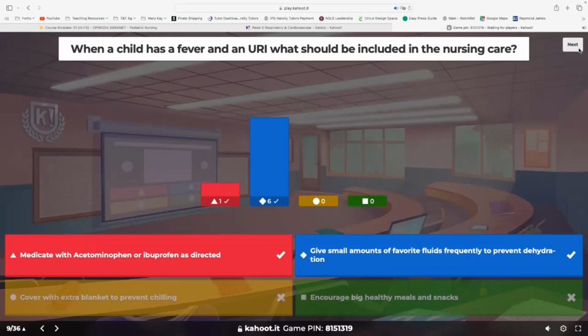If the child has a fever and an upper respiratory infection, we want to encourage those favorite fluids in small amounts so that we can keep them from getting dehydrated. We also can give Tylenol or ibuprofen to treat that fever. Remember to avoid aspirin.